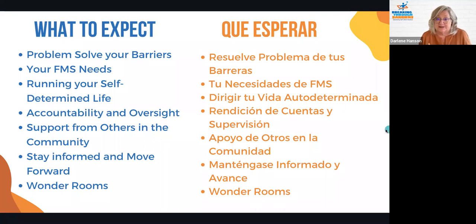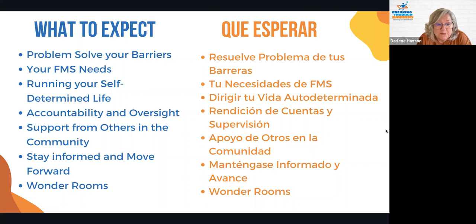Self-advocates, self-determined persons, and families are going to speak about how to make this work for yourself. It should feel like a definite difference if it's done right. We're going to talk about accountability and oversight. We're all being held to accountability, and regional centers are being held to accountability. And how's this all working for us? You're also going to talk about support from others in the community, who's available, who's doing what. You can expect to stay informed and move forward.